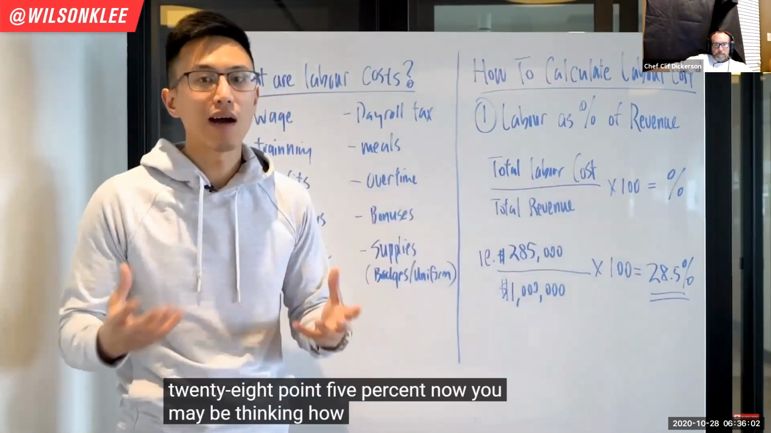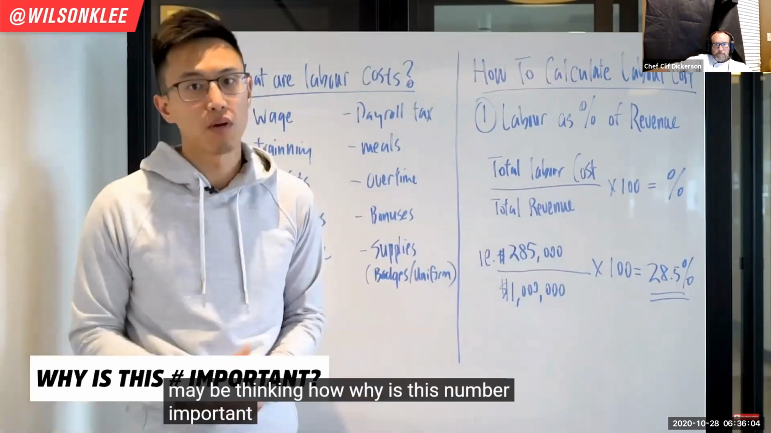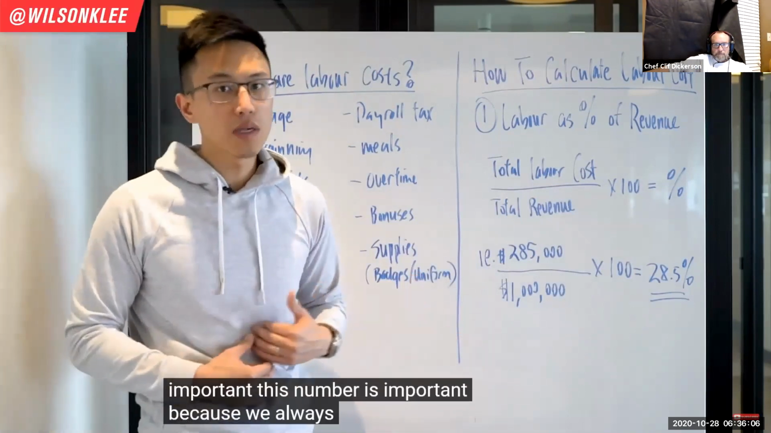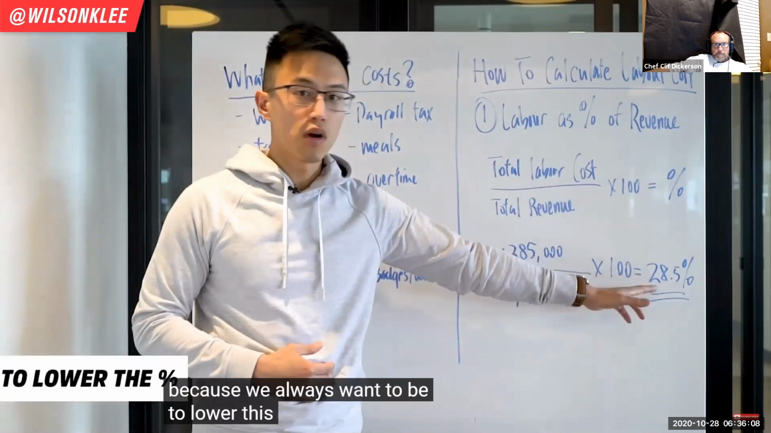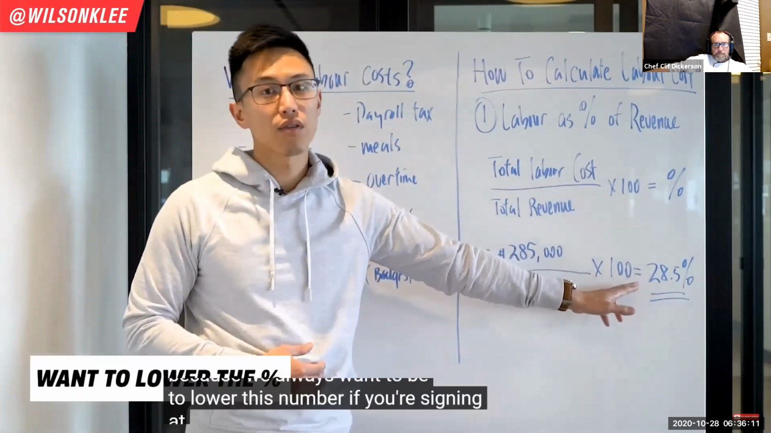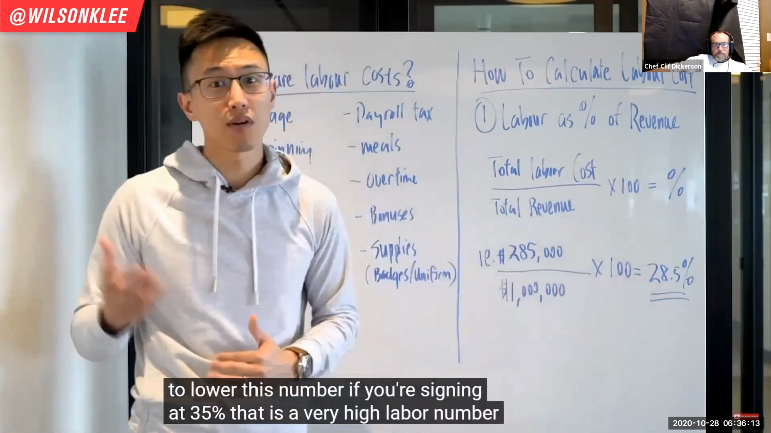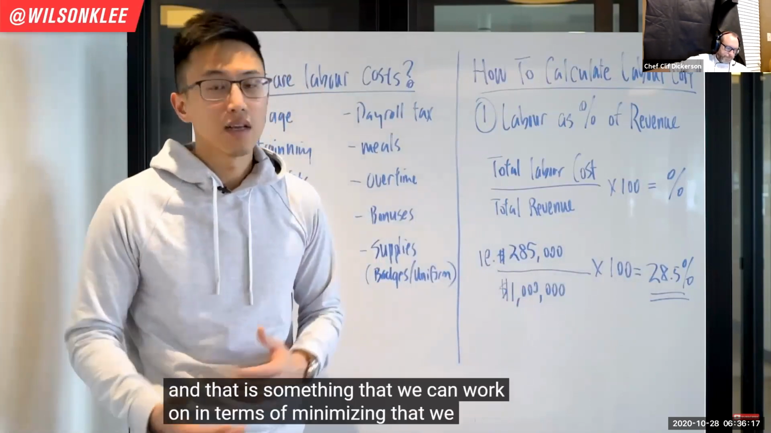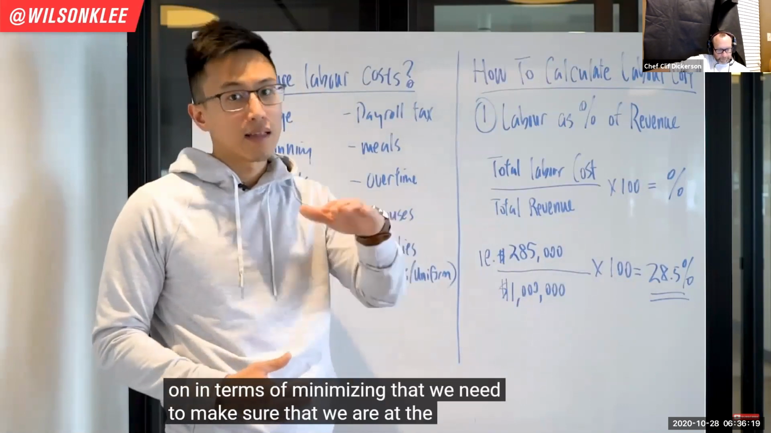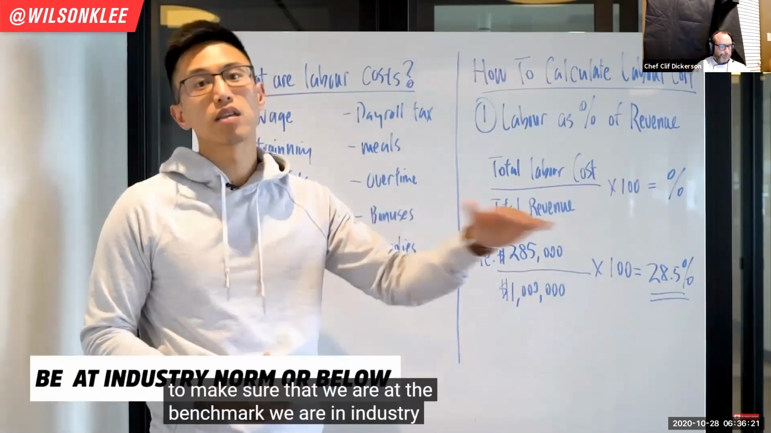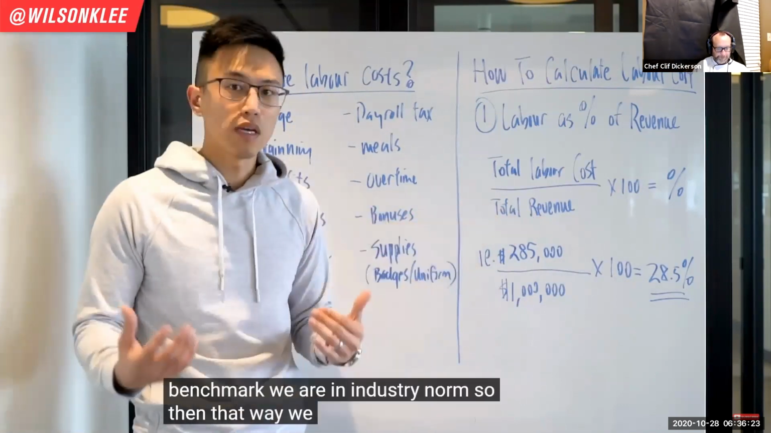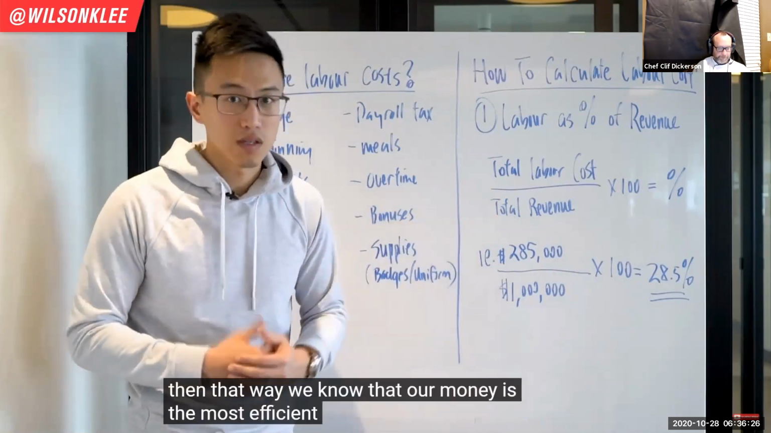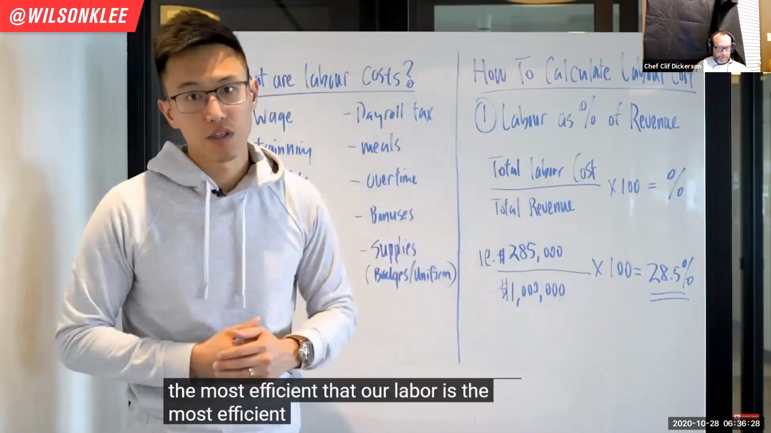Now you may be thinking, why is this number important? This number is important because we always want to be able to lower it. If you're standing at 35%, that is a very high labor number, and that is something that we can work on in terms of minimizing. We need to make sure that we are at the benchmark, the industry norm, so that we know our money is used efficiently and that our labor is the most efficient it can get.